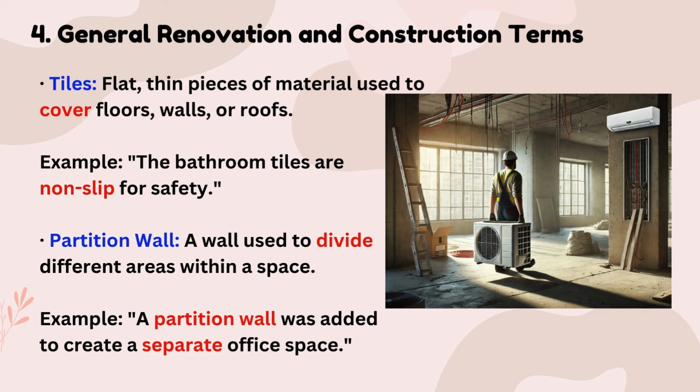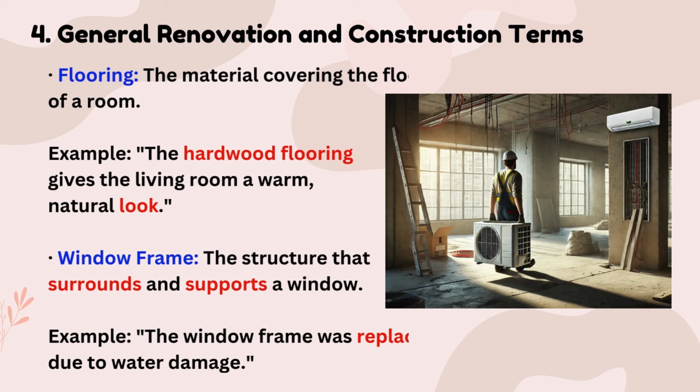Partition wall: a wall used to divide different areas within a space. Example: a partition wall was added to create a separate office space. Flooring: the material covering the floor of a room. Example: the hardwood flooring gives the living room a warm, natural look.